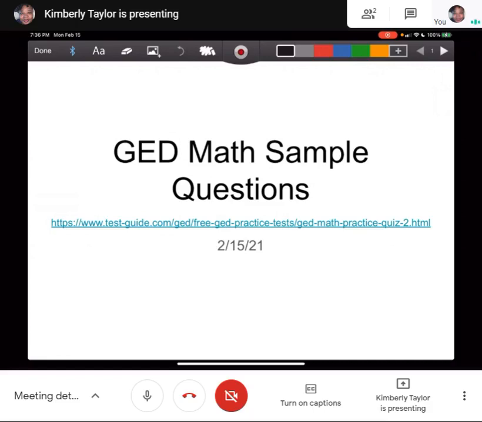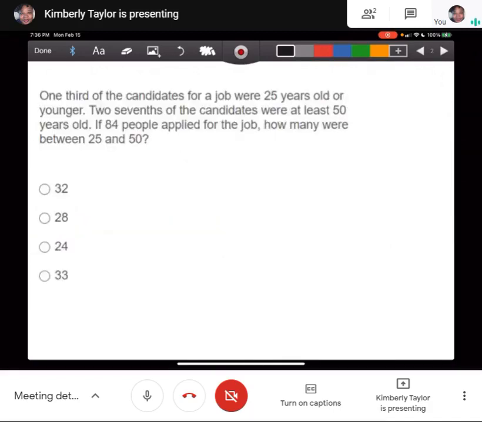I did get these questions from testguide.com. This is the practice quiz number 2. So, the first question says 1/3 of candidates for a job were 25 years old or younger. 2/7 of the candidates were at least 50 years old. If 84 people applied for the job, how many were between 25 and 50? So let's get started with this question here.